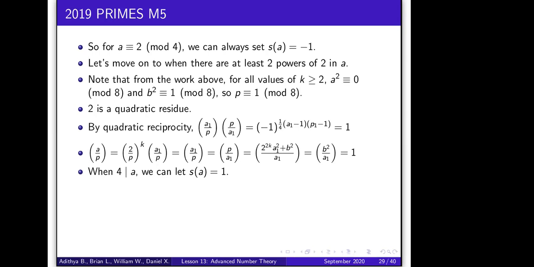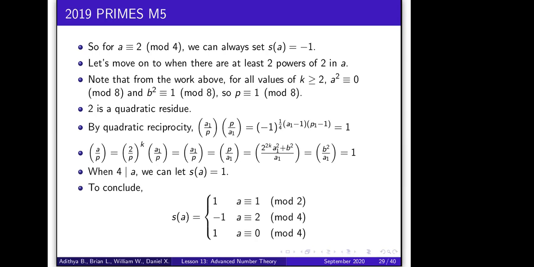And so just to combine everything from this problem, the goal was to find the function S. So this is the function that works. S of A is 1 when A is 1 mod 2, -1 when A is 2 mod 4, and 1 when A is 0 mod 4.